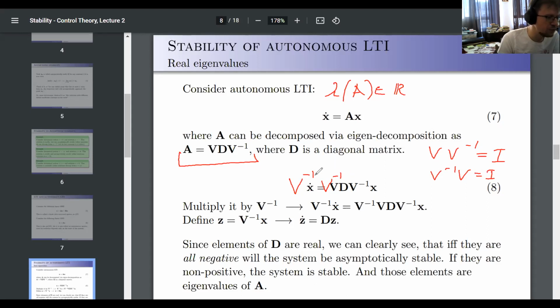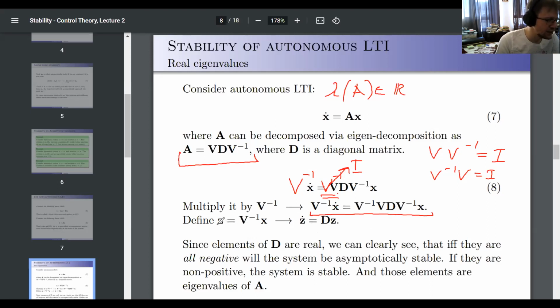So we can multiply any equation by a non-degenerate matrix. It doesn't change the statement. All right, great. And here, this part of the expression becomes identity. Like this whole part, V minus 1 times V. Okay, and here is the expression that we just wrote.